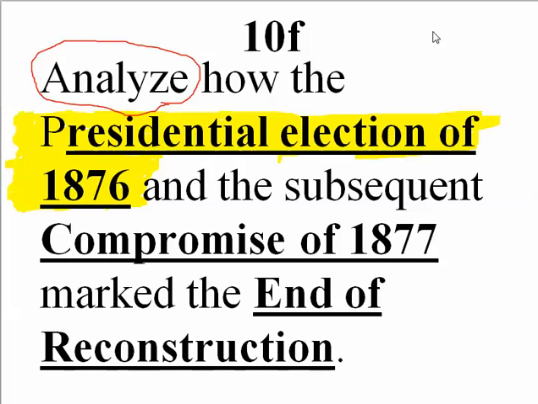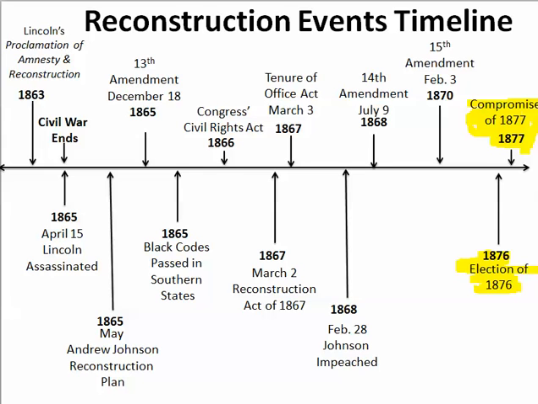So if you read for context and use these inferences, and you look for these themes, then you can better understand what you're supposed to learn, what the focus is. So let's look at our timeline again. We come up with the Reconstruction events timeline. We went all the way from Abraham Lincoln being assassinated and his proclamation of a 10% plan for Reconstruction, and the Civil War ended, all the way through. Now we're here at the end.